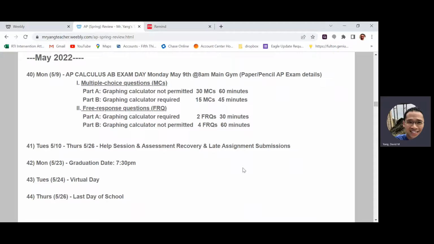Okay, so you can either bring it in or you can send it to me on Remind. Just make sure you send it 1 page at a time. Okay. All right. Any questions about everything that I've talked about and shared?